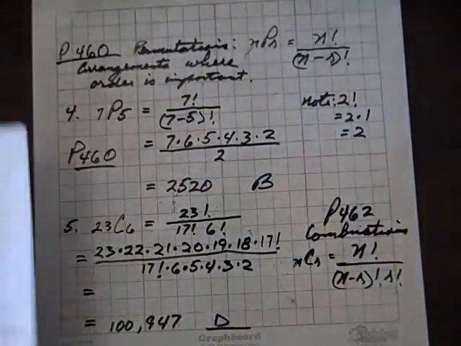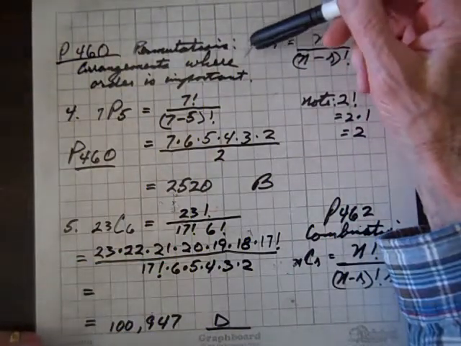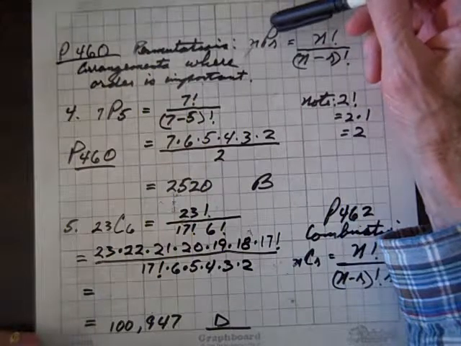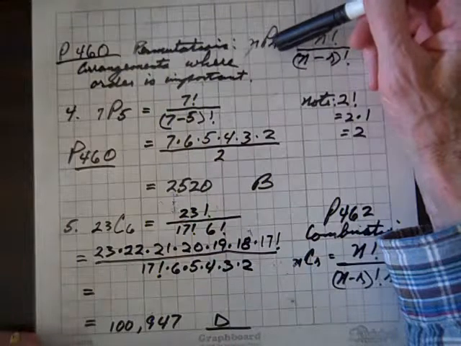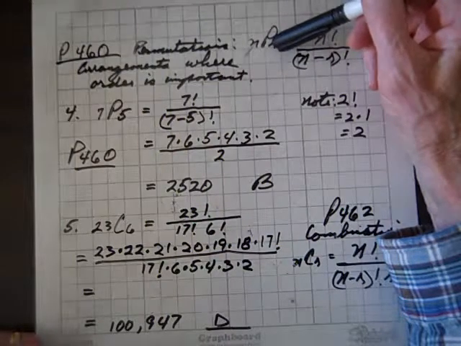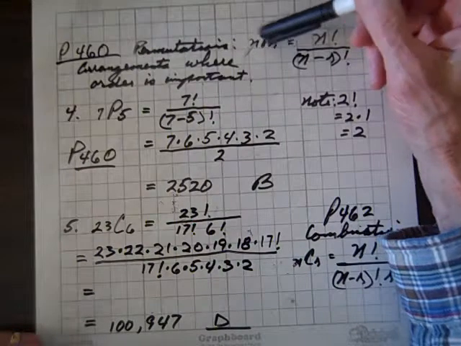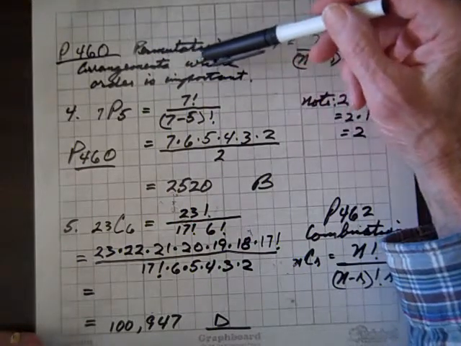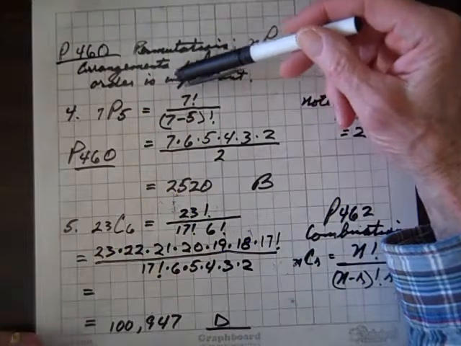Now, for question 4, we're dealing with permutations, and they're on page 460. Now, permutations can be written this way. N, the number of choices, P, for permutations, choose R, the number we're actually going to choose. And in permutations, we're talking about arrangements where order is important.